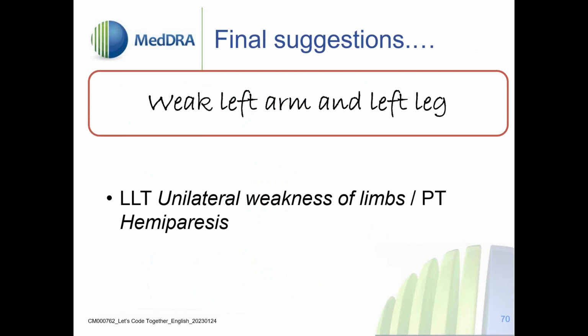And here is our final suggestion. We would code to unilateral weakness of limbs, being as close to the verbatim as possible, under PT hemiparesis. And just an additional comment, what would you do if only a weak left arm and leg were reported? So no repetition of the left information, weak left arm and leg. A similar scenario to our verbatim joint pain and stiffness in fingers and knees upon waking, discussed earlier. Would you relate the laterality information given for the arm to the leg as well?